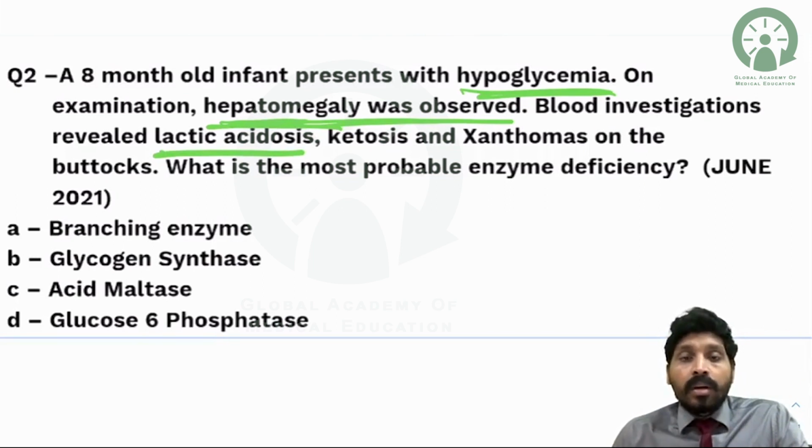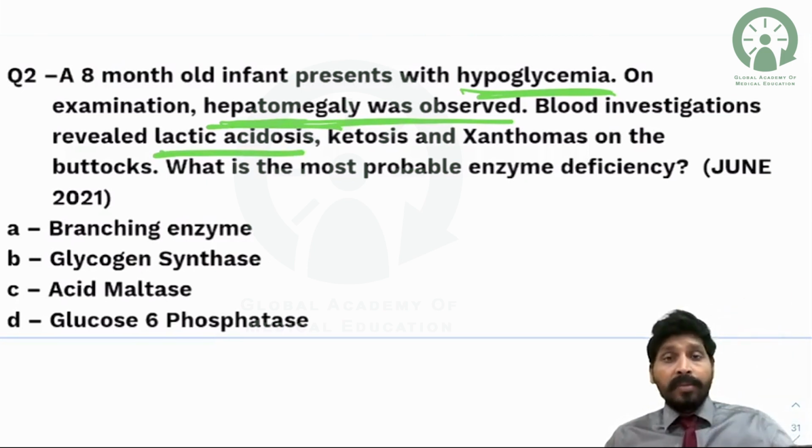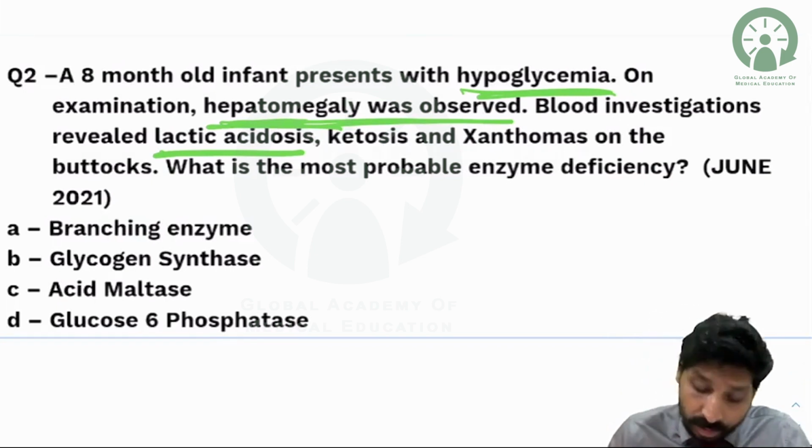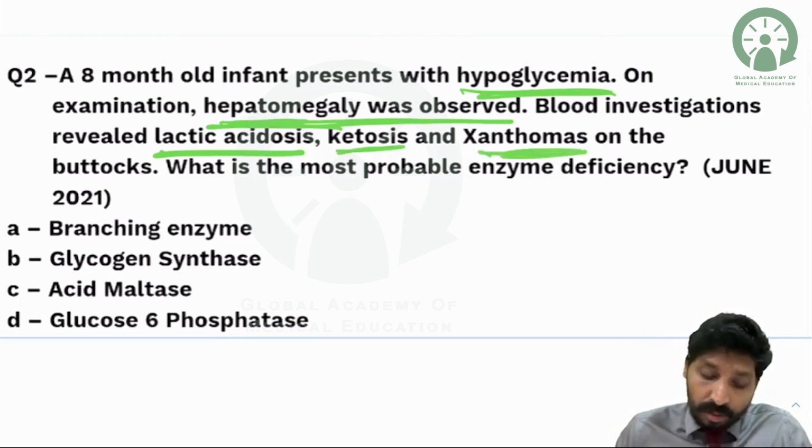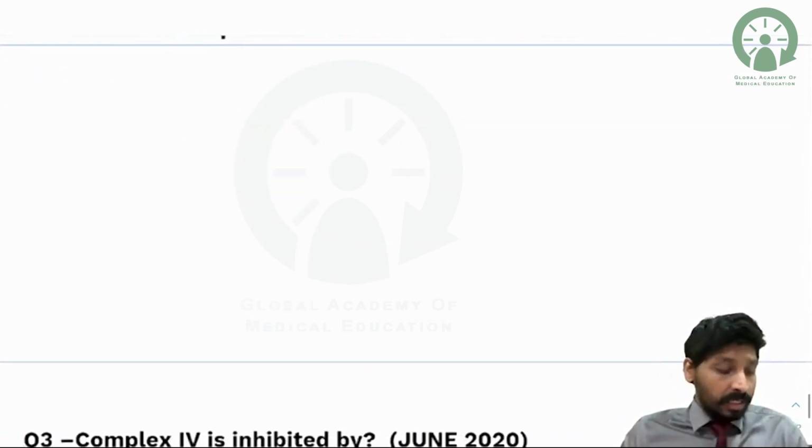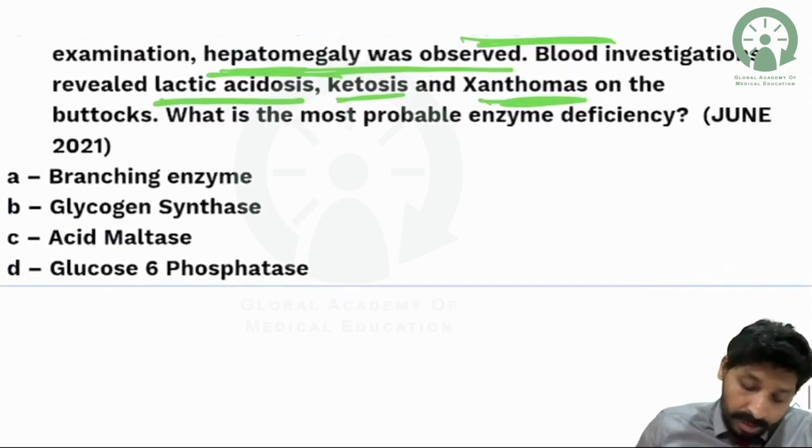Yes, glucose 6-phosphate will be entering into repeated glycolysis, converting pyruvate to lactate. So feedback inhibition will inhibit pyruvate dehydrogenase. So this pyruvate will be converted into lactic acid, leads to lactic acidosis. Ketosis is also there and xanthomas are also there. So the correct answer will be glucose 6-phosphatase.